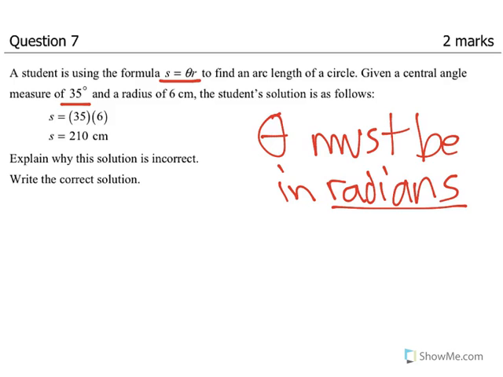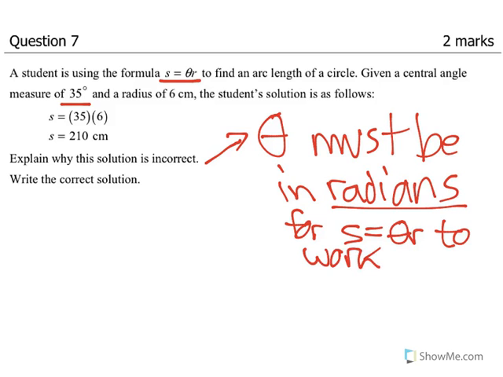So in this case, they've given a student solution and they've just plugged the 35 in for theta. So explain why this solution is incorrect, and this could essentially be the answer that you write. Theta must be in radians for s equals theta r to work. And then don't forget, it does say write the correct solution. So we will need to convert 35 degrees to radians.